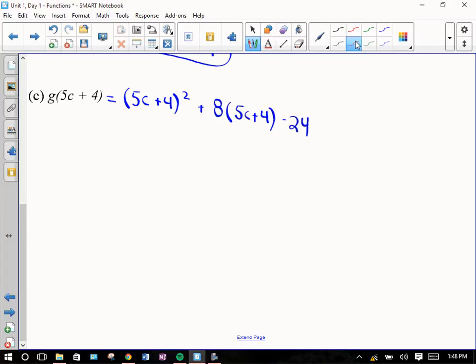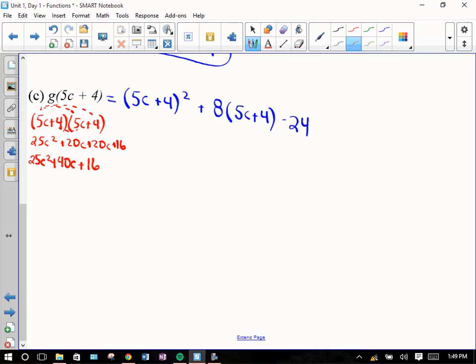So (5c plus 4) squared, all that means is 5c plus 4 times 5c plus 4. So 5c times 5c is going to be 25c squared. 5c times 4 is going to be 20c. 4 times 5c is another 20c. 4 times 4 is going to be 16. So what I get, (5c plus 4) squared, is 25c squared plus 40c plus 16. Does that make sense? All we did is distribute.